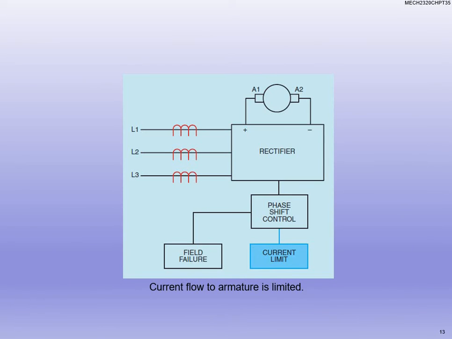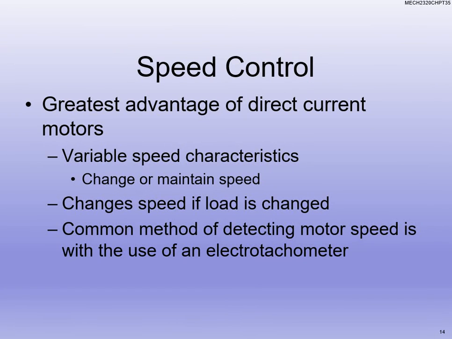We want to take that signal, and we can limit it as it goes to that phase shift control. So we have field failure in there, we have limit the current, all these different ways that we're protecting this DC motor, because like I said, if something happens to it and it goes out of control, it will destroy itself.